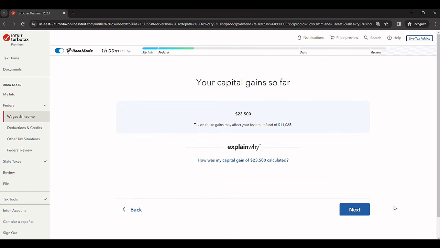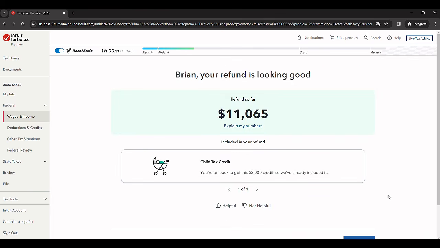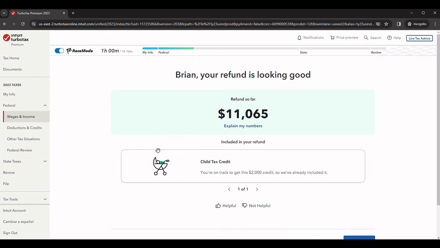And we're going to confirm. That's great. Okay, that's awesome. Okay, look at that. So we got through a W-2, your employment income. We got unemployment income. And we got investment income. That's awesome. We're going to continue. Look at that. They even gave the celebratory animation and all that stuff. So 11,065. That's great. Let's click on this.